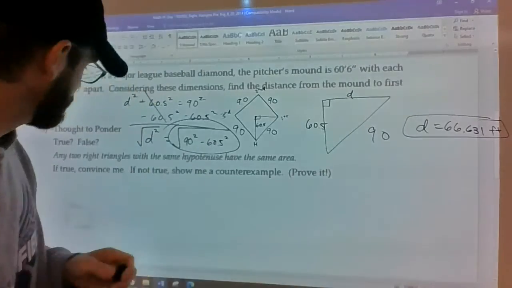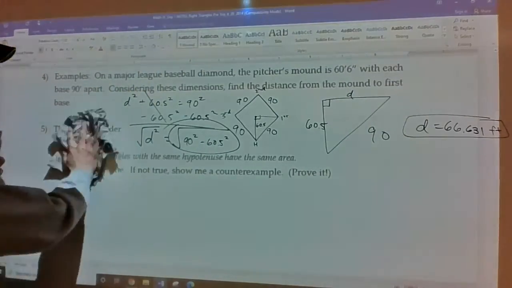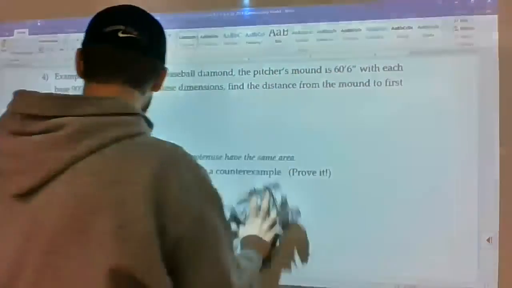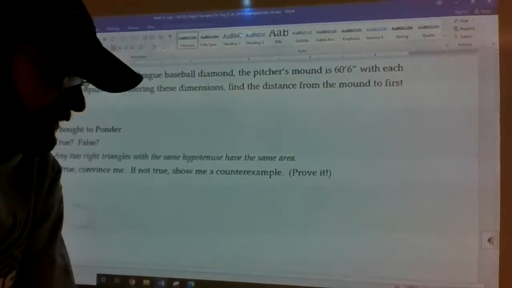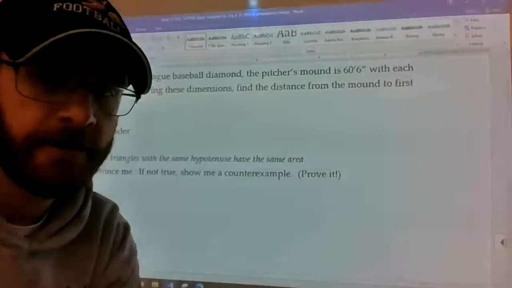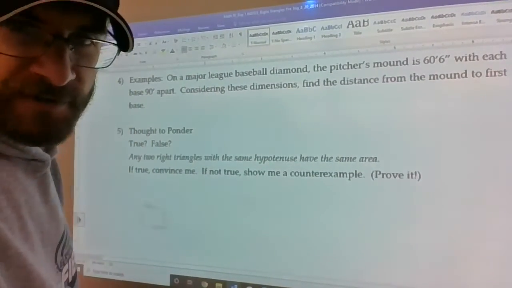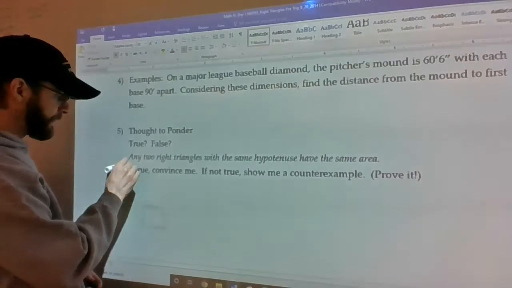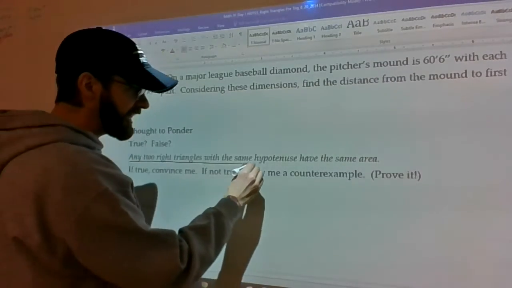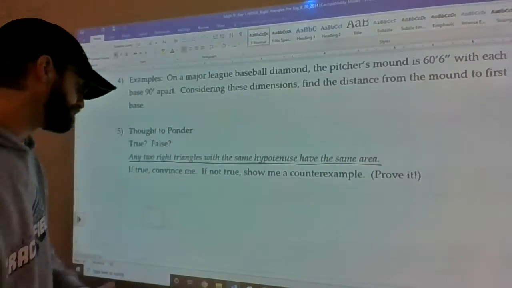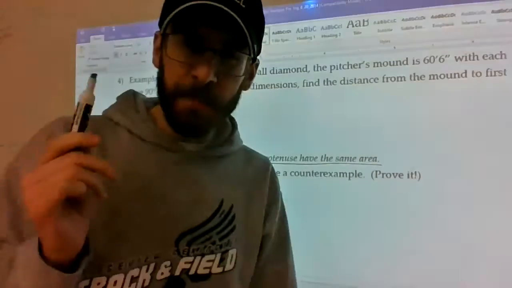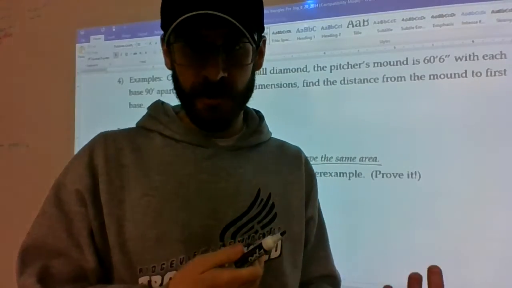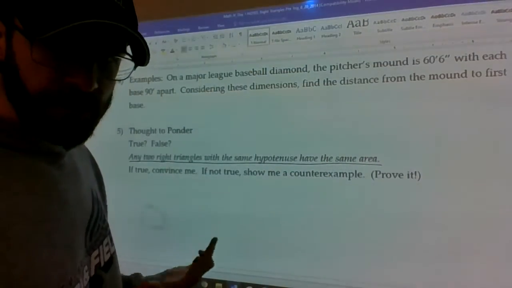All right, last one. Just more of a thought to ponder for you guys. So it's basically like a true-false question. Here, I'll give you guys a little close-up here so you can ponder it properly. Is this true or false? Any two right triangles with the same hypotenuse have the same area. I would encourage you guys to pause the video now. Just think about it for a few minutes and make a case for yourself. Do you think this is true or do you think it's false?